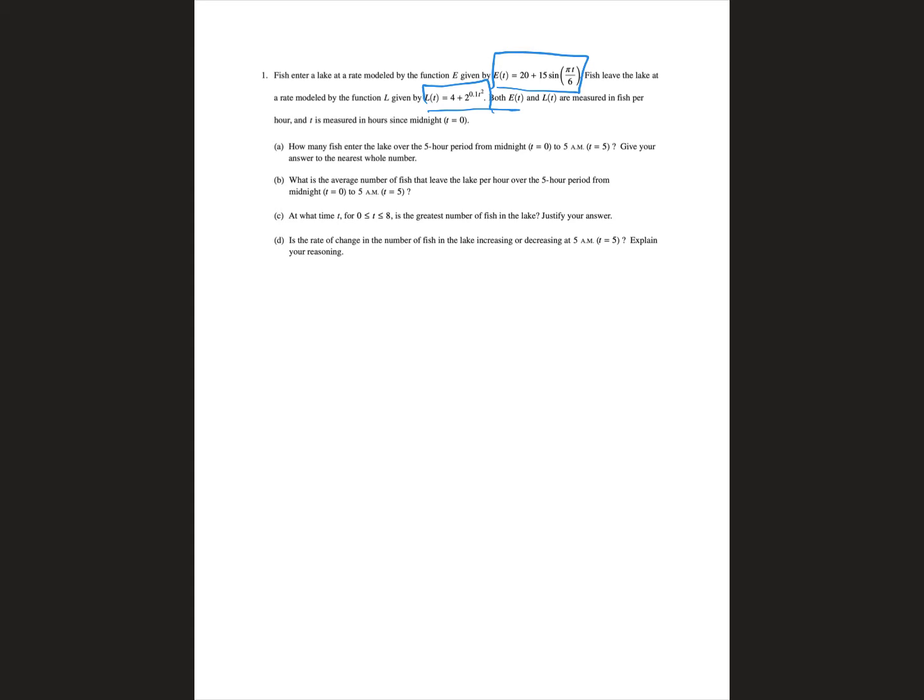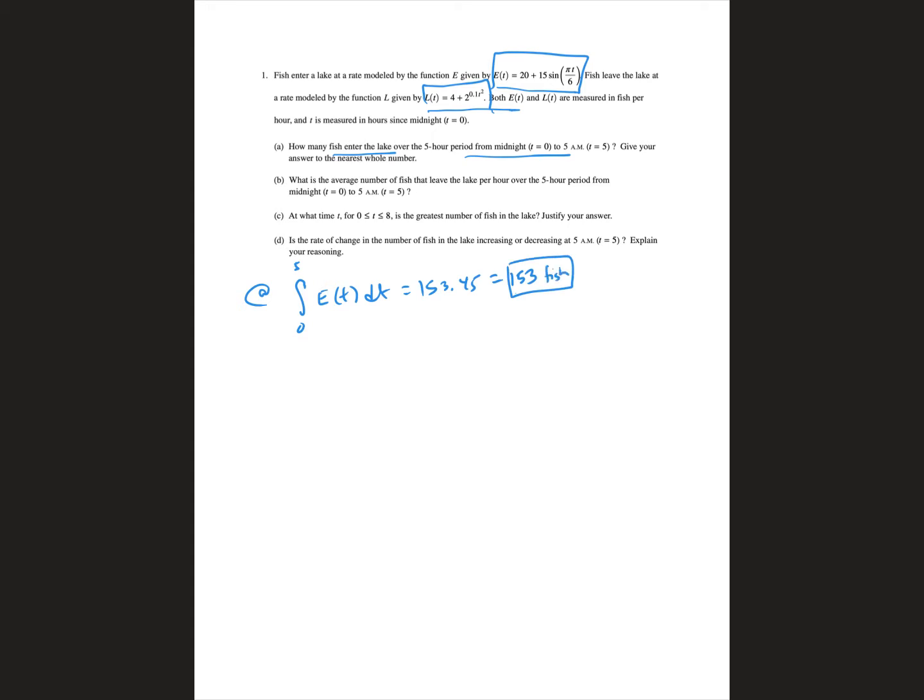So part A says how many fish enter the lake over the 5-hour period. So we've got a rate of change for entering, that's E of t, and to get to the number of fish, I'm going to take the definite integral of E of t from 0 to 5. And I'm going to let my calculator do that work. And I get 153.45, but it says to round to the nearest whole fish, the nearest whole number, so that would be 153 fish. And that's part A.